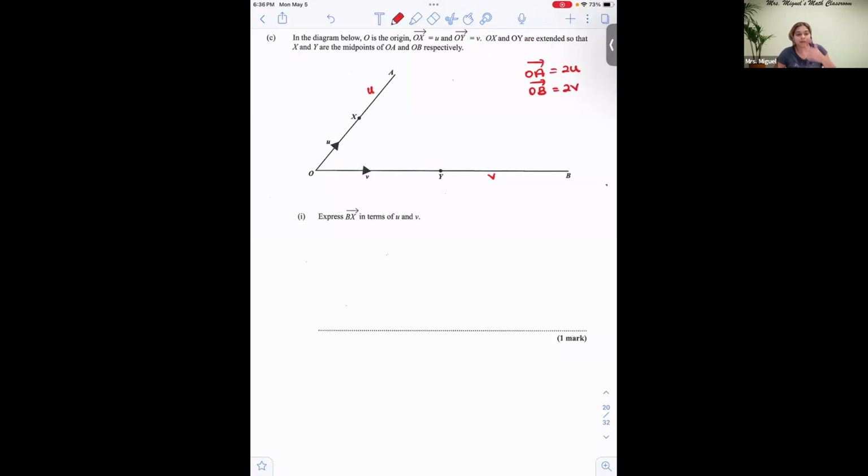And I know somewhere or the other, they're going to ask me to find something. And look, they want me to find BX. So I already have all the information, you go and find it. And remember, if it's opposite vectors, the sign has to change. So you find BX. B is the starting point, X is the end point.